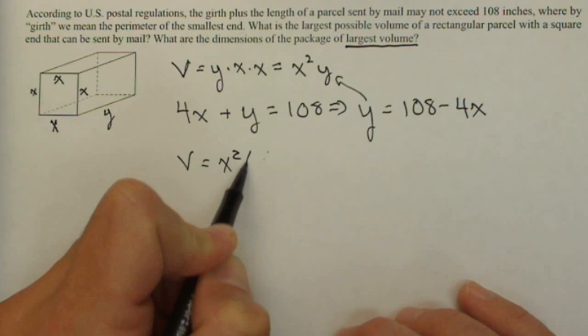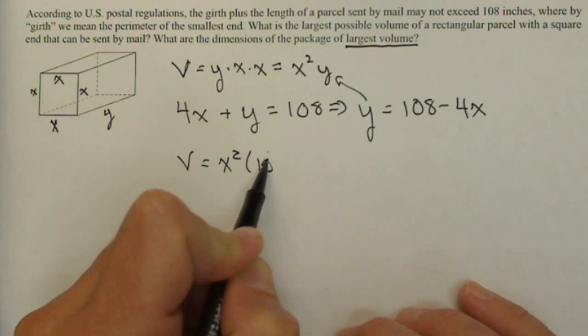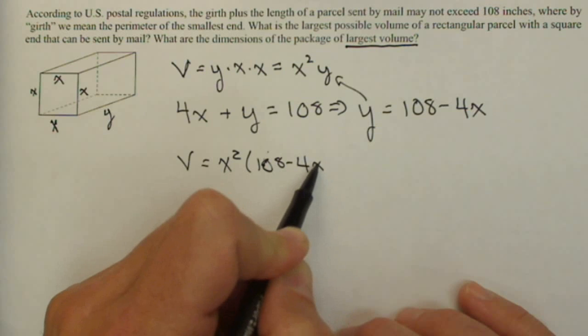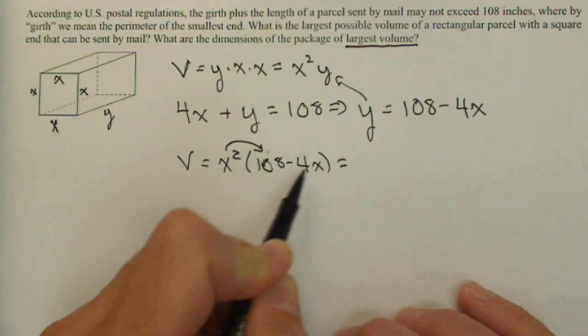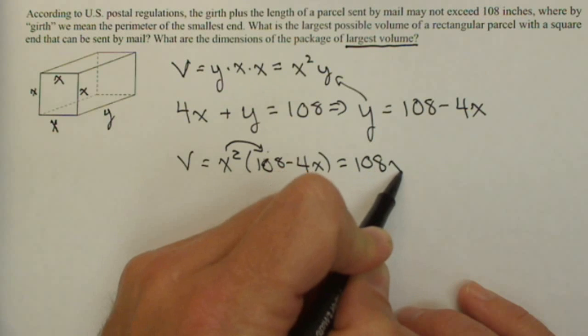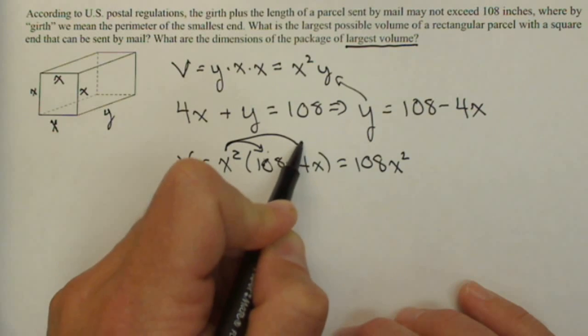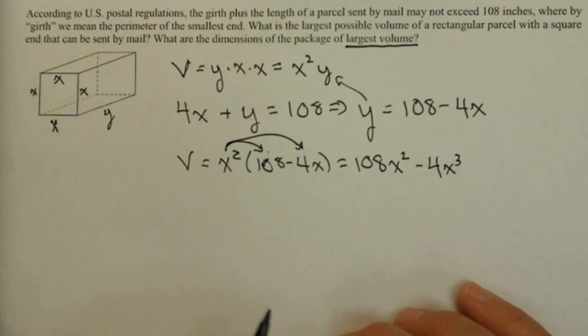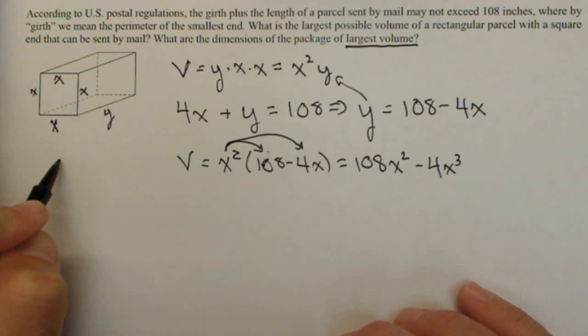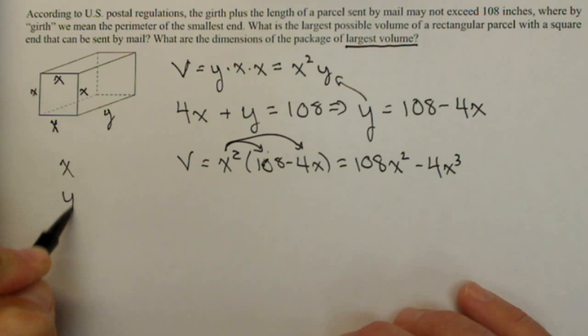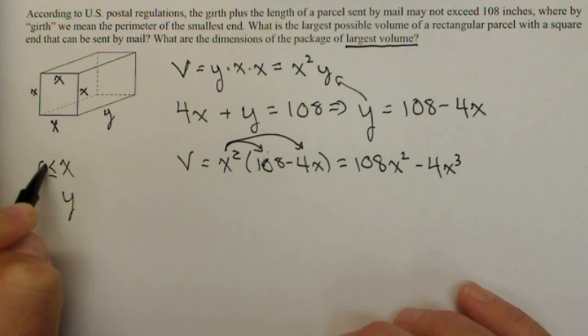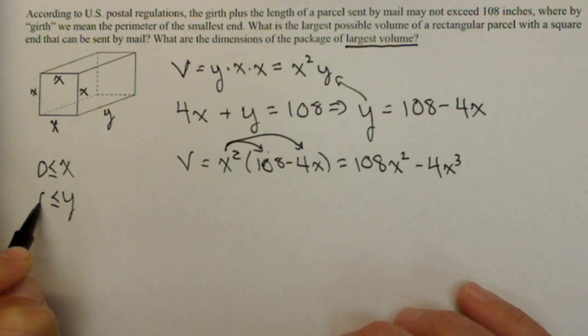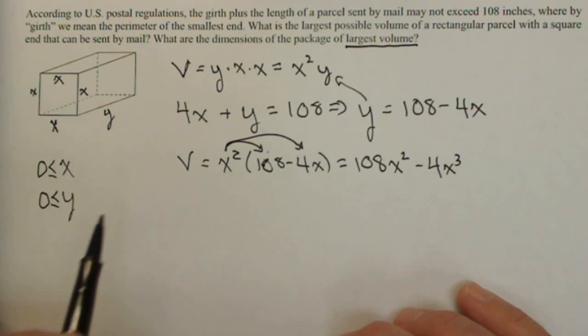So we have x squared times 108 minus 4x. Distributing that x squared, I'll get 108x squared minus 4x cubed. Okay? Now, we always want to be concerned about any kind of domain restrictions. Well, both x and y have to be greater than 0. So we know that x and y are both going to have to be greater than 0. If they're 0, we have no volume.